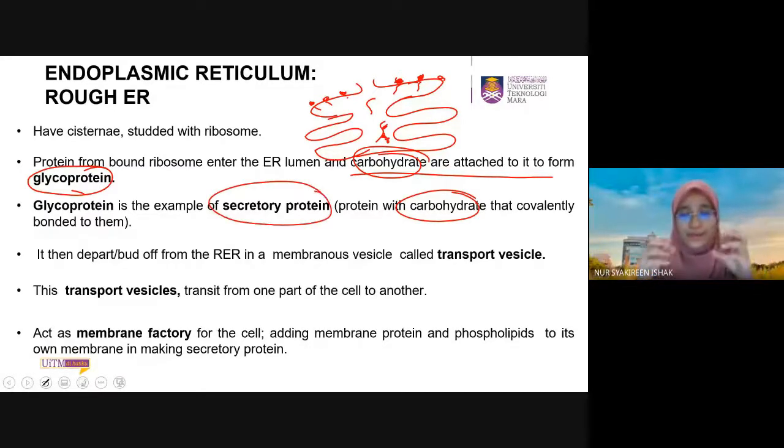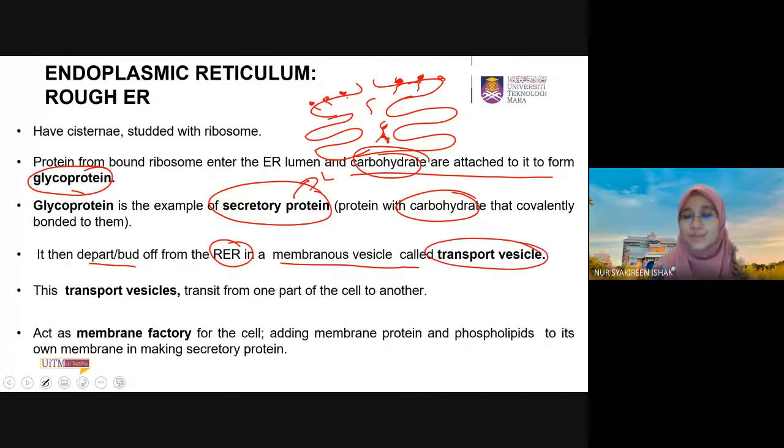Okay, so glycoprotein is an example of a secretory protein. What is a secretory protein? Protein to be excreted out of the cell, such as hormones or enzymes that are to be used outside of the cell. Protein with carbohydrate that is covalently bonded to it. So glycoprotein is the combination of carbohydrate and protein. It then departs or buds off from the ER in a membranous vesicle called the transport vesicle.